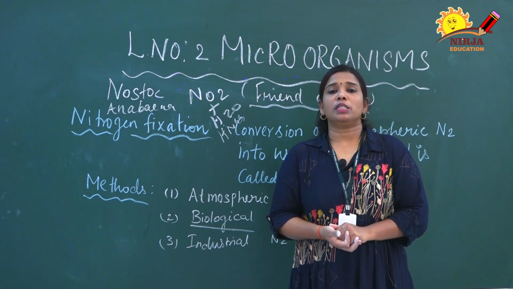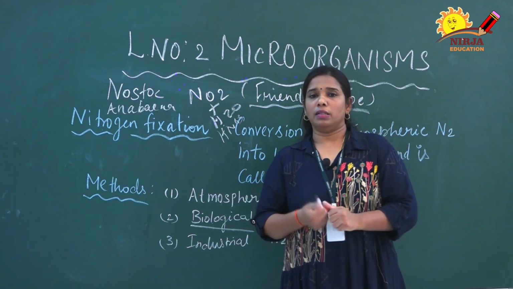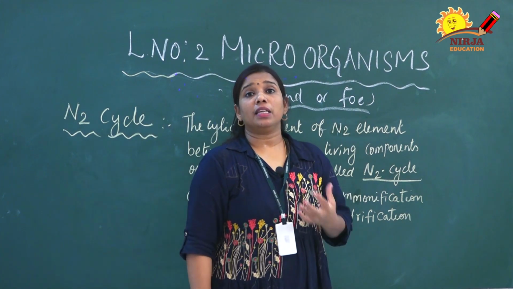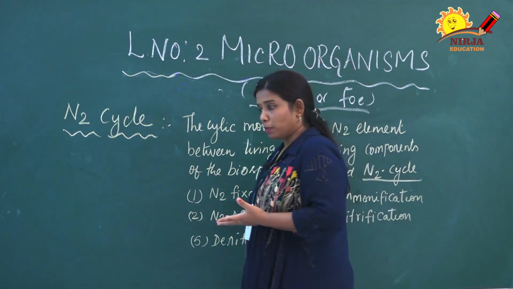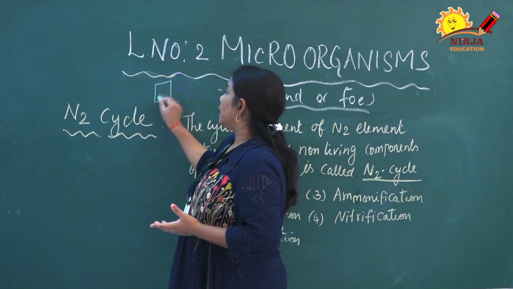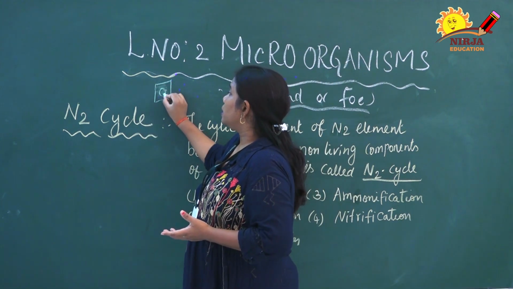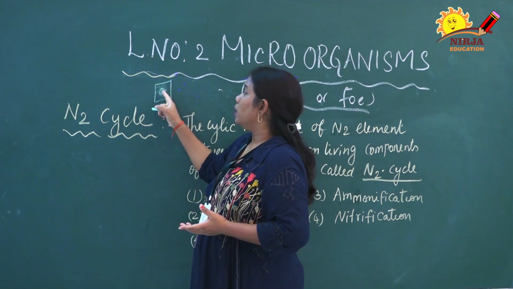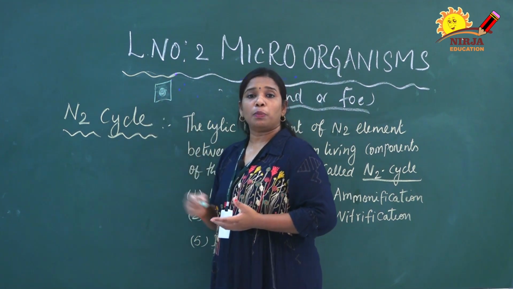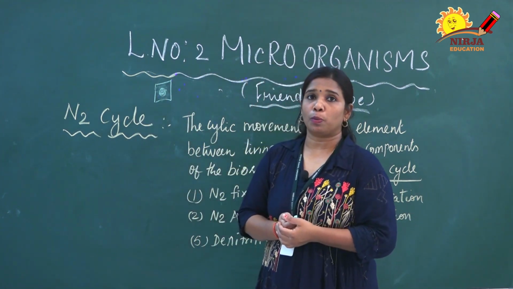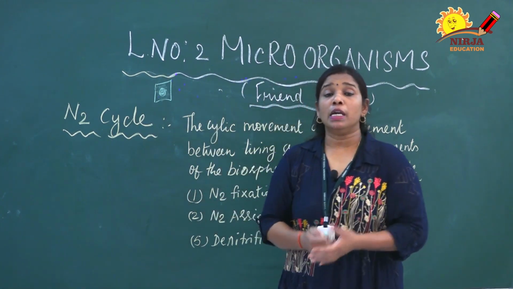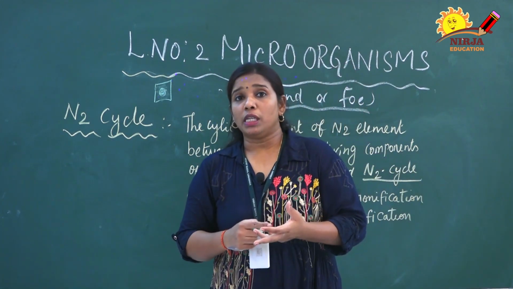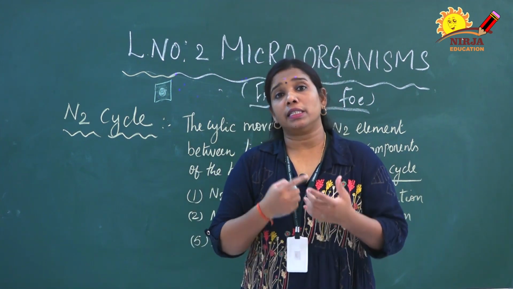Next we are going to discuss the nitrogen cycle. Nitrogen is an essential element of protoplasm. What does protoplasm mean? The cell contains cytoplasm, and inside the nucleus there is nucleoplasm. The nucleoplasm and cytoplasm combined are called protoplasm. So nitrogen is an essential element of protoplasm. It constitutes proteins, amino acids, nucleic acids, etc.